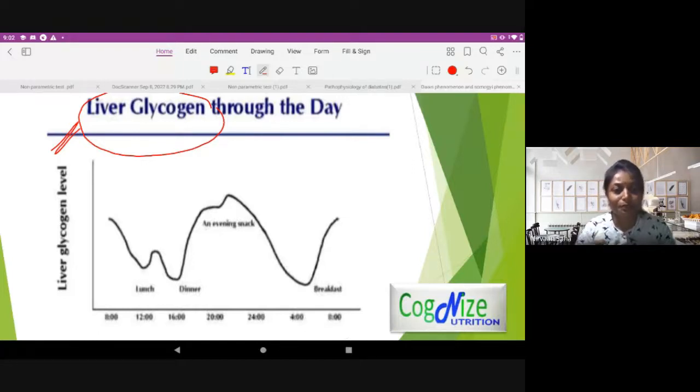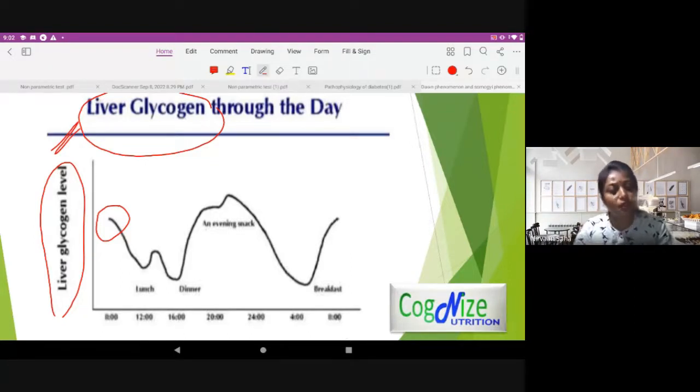So just see this. Here we have a glycogen curve. Here you see how the liver glycogen level changes throughout the entire day. In the morning hours, say after breakfast, you have a good glycogen level. Then your glycogen levels go down. Then after lunch, it will rise. Then it will again fall, right? But when you take dinner, what happens? Your glycogen level will again rise.